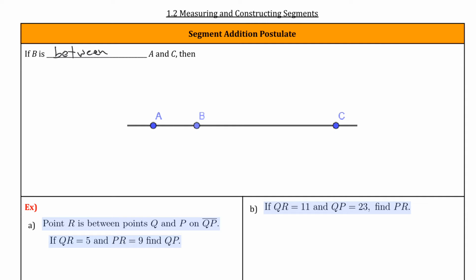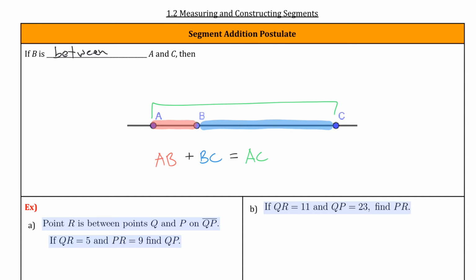Then what we can do is this. We can take the length for AB and add it together with the length for BC. And what happens when I add these two lengths together is I will now get the entire segment from A all the way to C. And this is the basic idea of the segment addition postulate. If you have an entire segment, we can take the two parts of the segment, add them together to get the entire one.